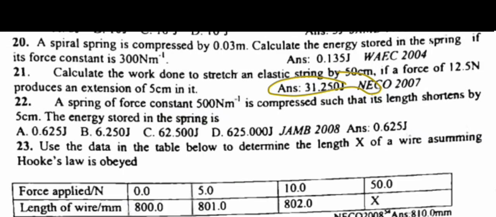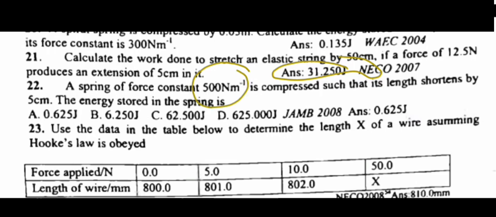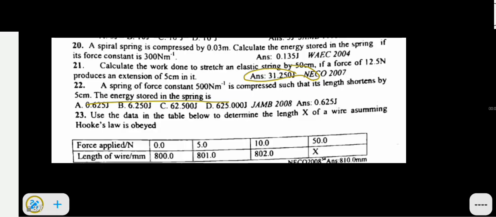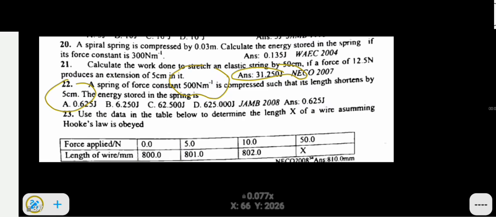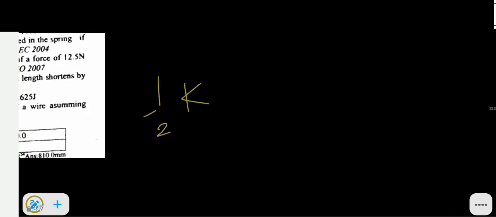So let's take the next one. A spring of force constant 500 Newton per meter is compressed such that its length shortens by 5 cm. We have to find the energy stored in the spring. You can see that 500 Newton per meter is K, and 5 cm is the extension. Plug it into the formula half Ke squared. So K is 500, extension is 5 cm. So half Ke squared, half times 500.